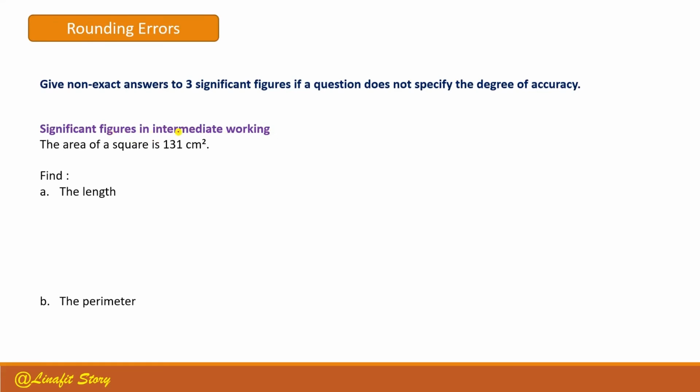Significant figures in intermediate working. The area of the square is 131 square cm. Find A, the length, and B, the perimeter. Remember, to get the area of the square is side times side, or length times length. Then how to get the side or length? We should find the square root of its area. Then how to get the perimeter? 4 times side.